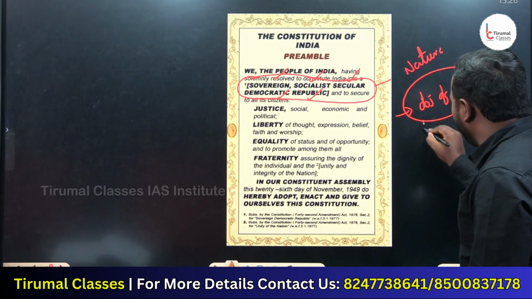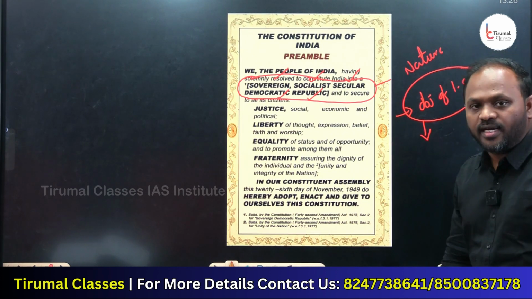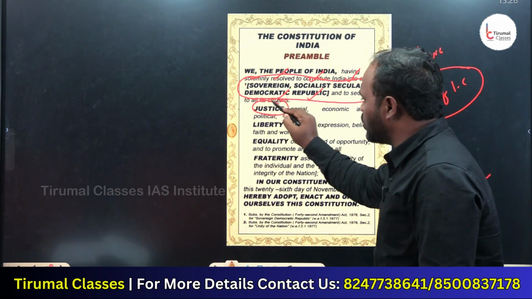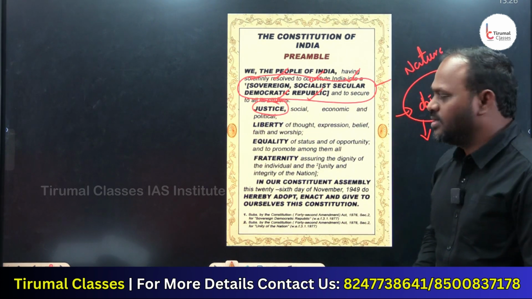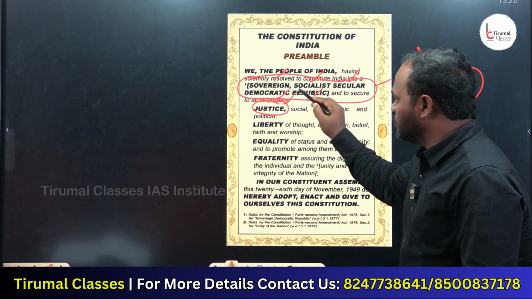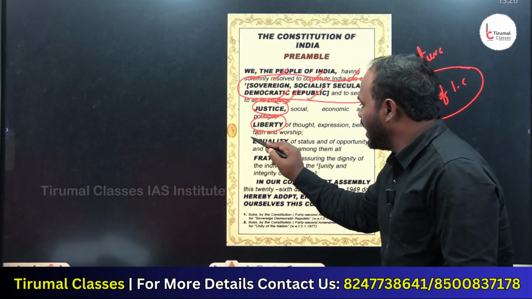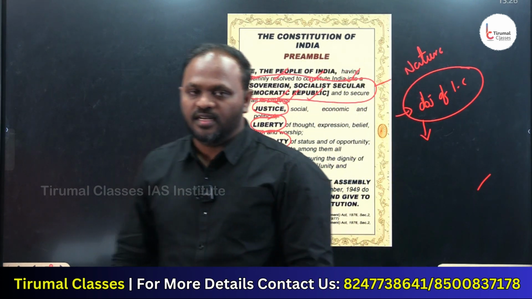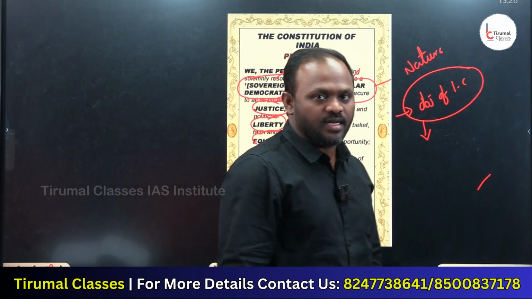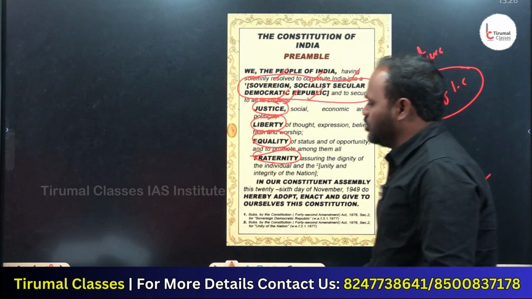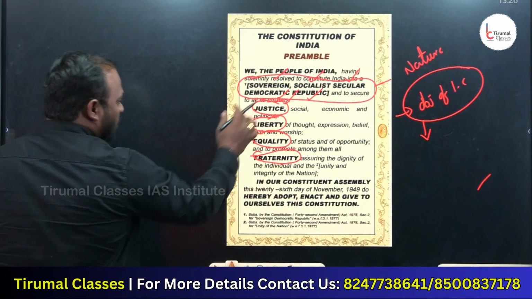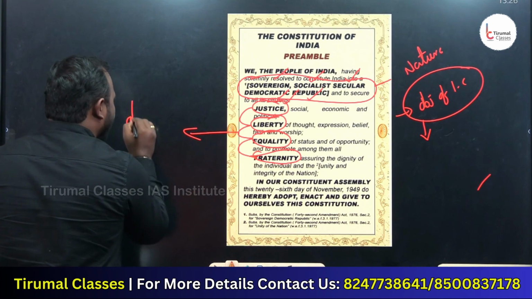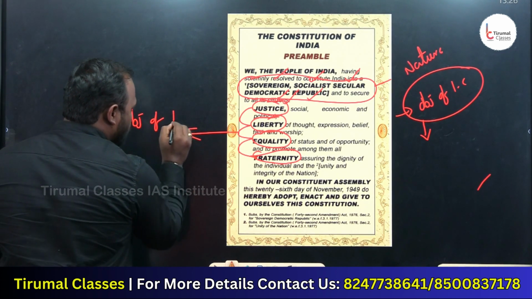The objectives of the Indian Constitution are to provide all the citizens with justice, liberty, equality and fraternity. What do you mean by justice? Remember, these four keywords explain the objectives of the Indian Constitution.